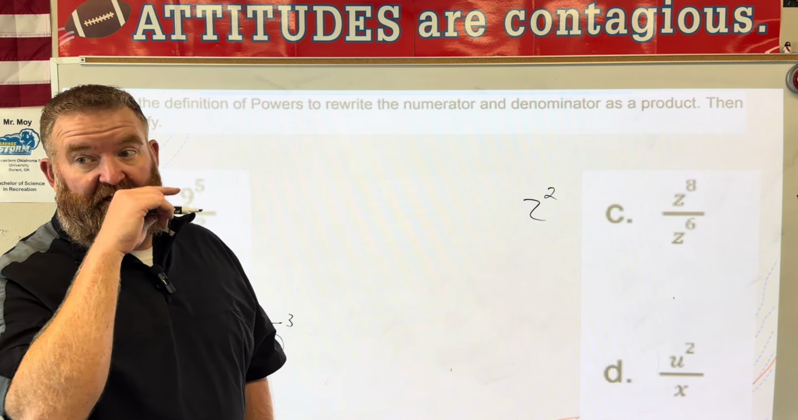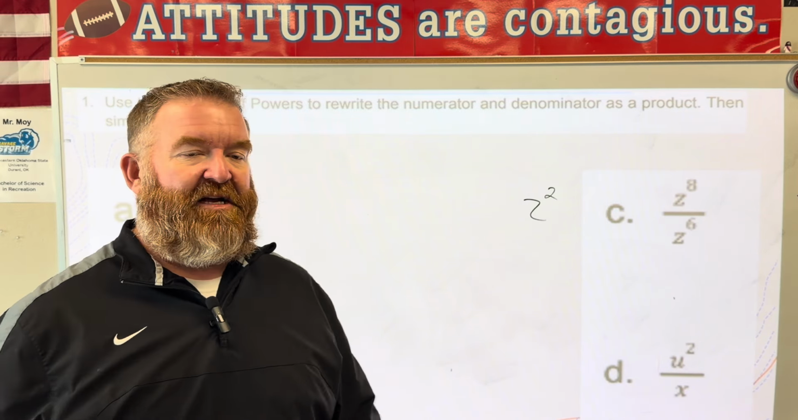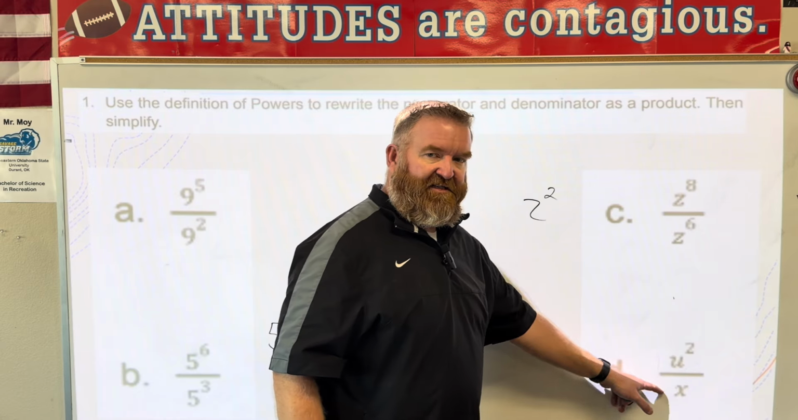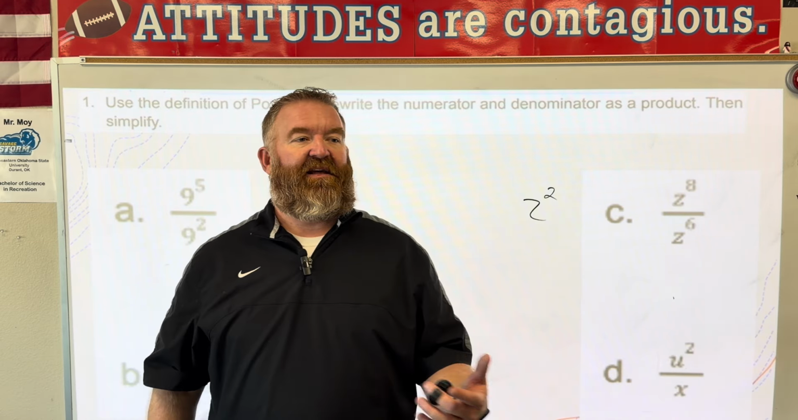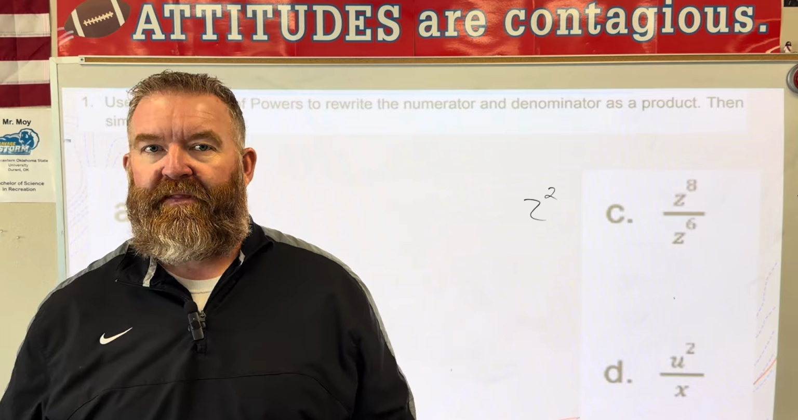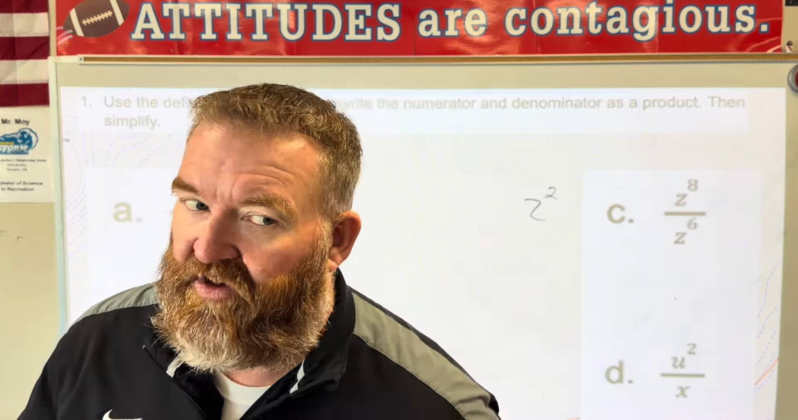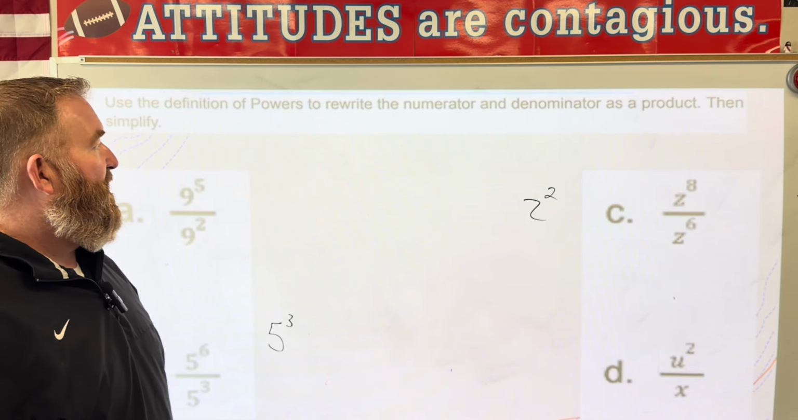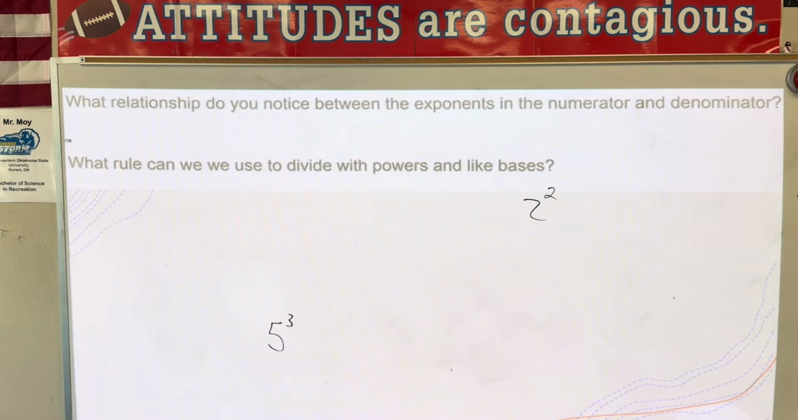Or it's already simplified. Because the bases don't match, I've got a base of u and a base of x. I can't do anything with that. If they don't match, they can't cancel out. Okay? Everybody good? Clear as mud? Moving on. What relationship do you notice?